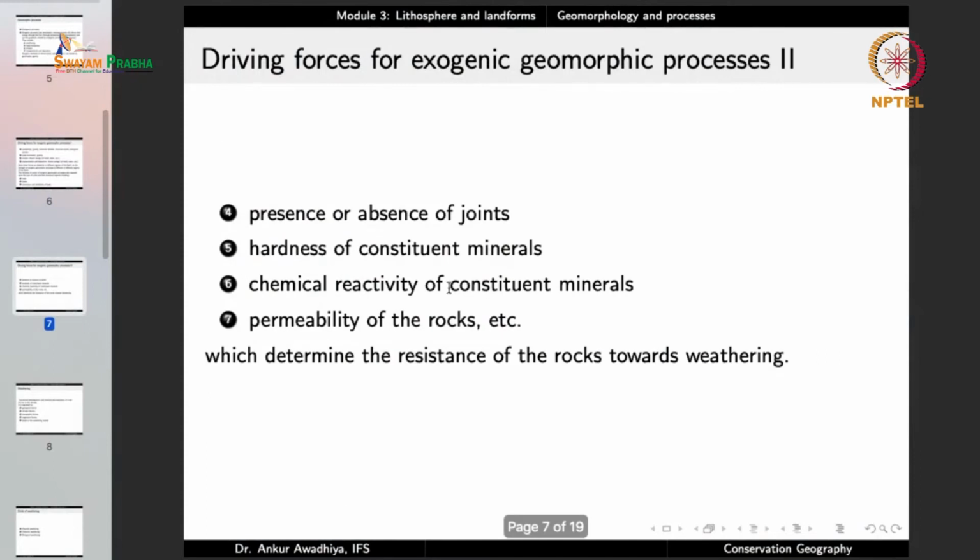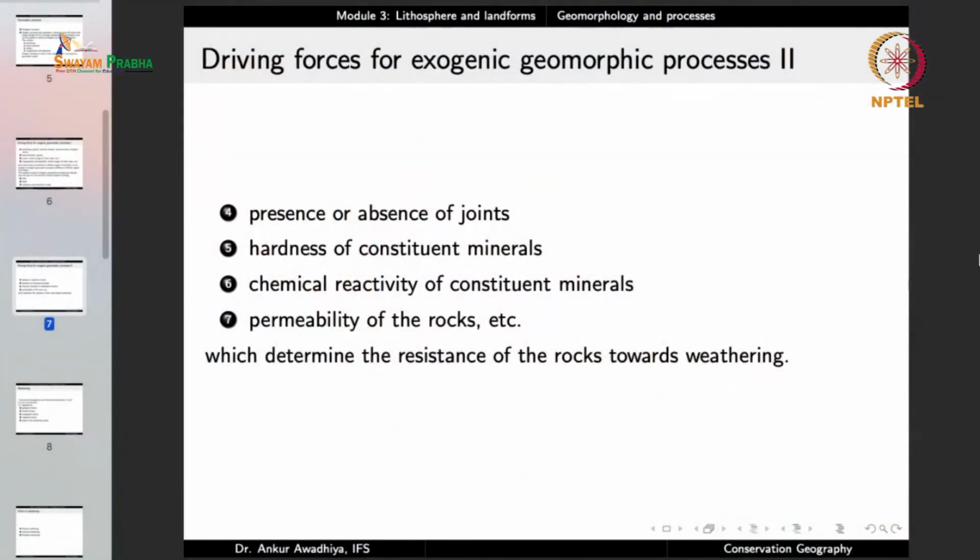Similarly, the presence or absence of joints in the rock. If there are joints present, then the amount of weathering will be more. The hardness of the constituent minerals. If the constituent minerals are harder, in that case the weathering will be much more delayed as compared to cases where the constituent minerals are softer, because softer things are degraded faster.